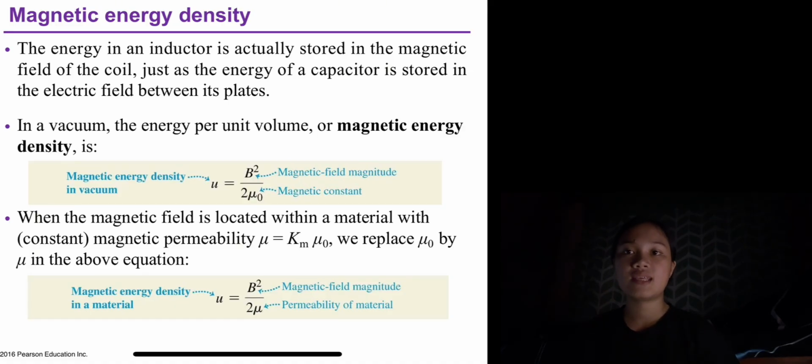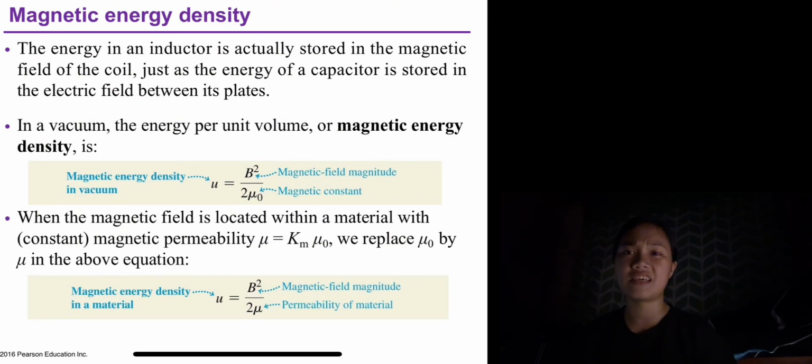Magnetic energy density depends on both the magnetic field strength and the properties of the medium. Stronger magnetic fields correspond to a higher energy density, and materials with different magnetic permeabilities affect how energy is distributed. So this shows that the environment around the inductor matters, not just the inductor itself. Space filled with magnetic fields actively participates in energy storage.